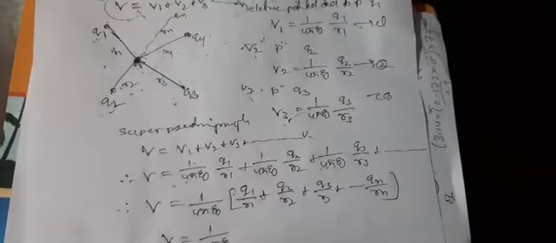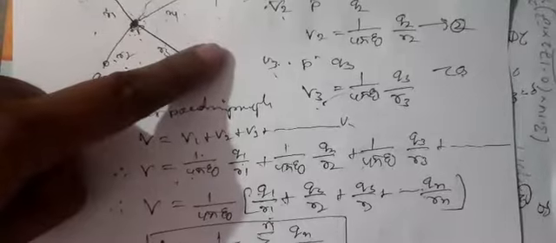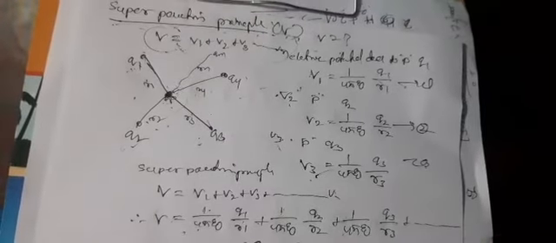Then the total electric potential, with the constant outside, is the sum of the charges over distances, using summation i equal to 1 to n, first term to nth term, where the last charge is Qn and the distance is Rn. This is the total electric potential, found by using the superposition principle. Once again, the superposition principle means the total electric potential is equal to the sum of the individual potentials.